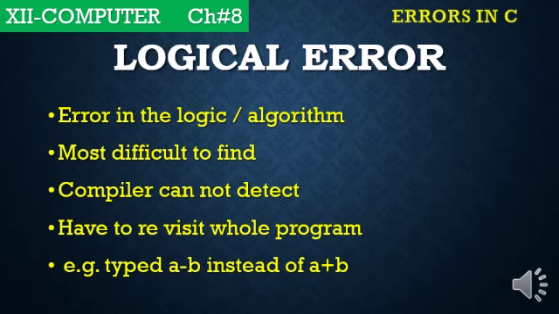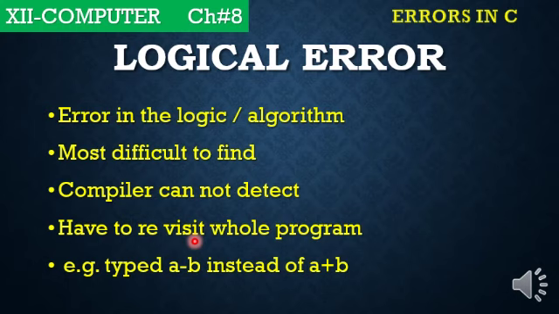Okay, moving to the second one, logical error. Every program has a different logic that follows an algorithm. If there is a mistake in that algorithm, the program will be compiled, but it will not give us the correct result. It is very difficult to find because the compiler cannot detect it. We have to revisit the whole program.